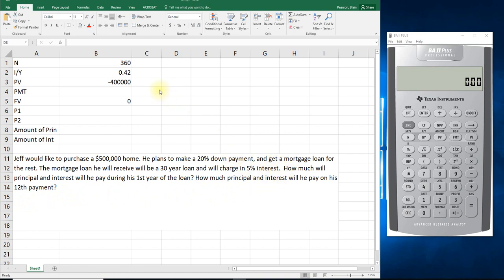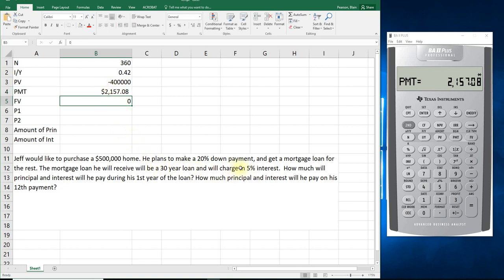In order to do that, we'll need to plug the mortgage information into our calculator. I've arrived at the mortgage information from the last video. We can plug that into our calculator now. 360 is our N, 0.42 is our I/Y, our present value is negative $400,000, and he plans to have the loan fully paid off and own the home in the future, so our future value is 0. From here, we can select Compute Payment, and this is our payment amount.